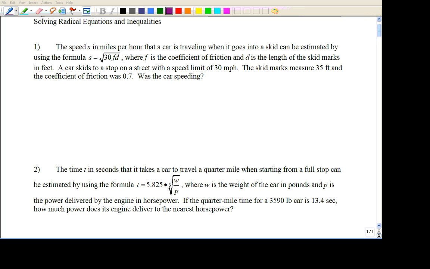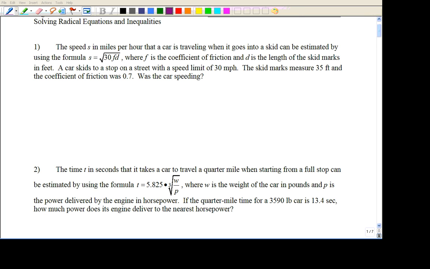Okay, let's get started. Number one, the speed s in miles per hour that a car is traveling when it goes into a skid can be estimated by using the formula s equals the square root of 30 times f times d, where f is the coefficient of friction, d is the length of the skid marks in feet. A car skids to a stop on a street with a speed limit of 30 miles per hour. The skid marks measure 35 feet and the coefficient of friction was 0.7. Was the car speeding?